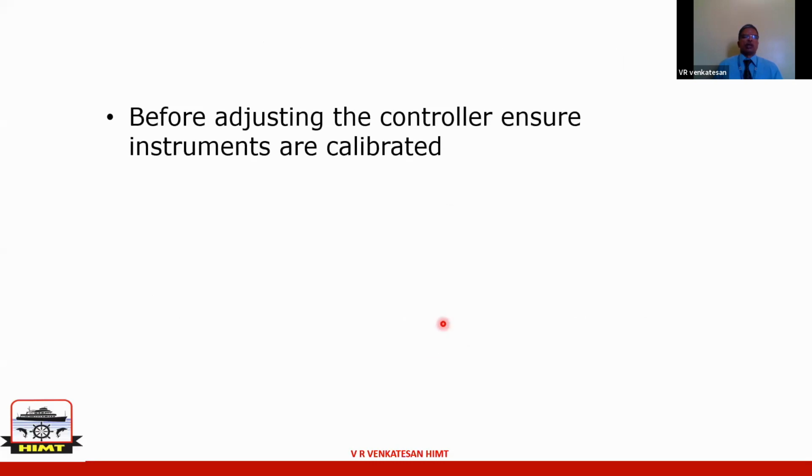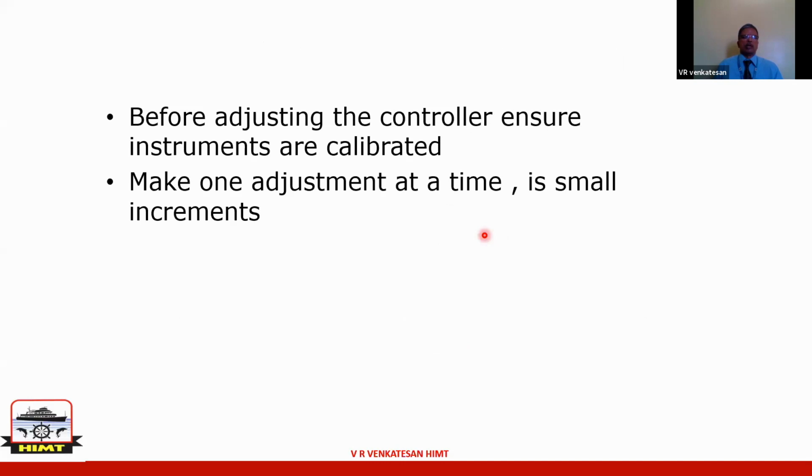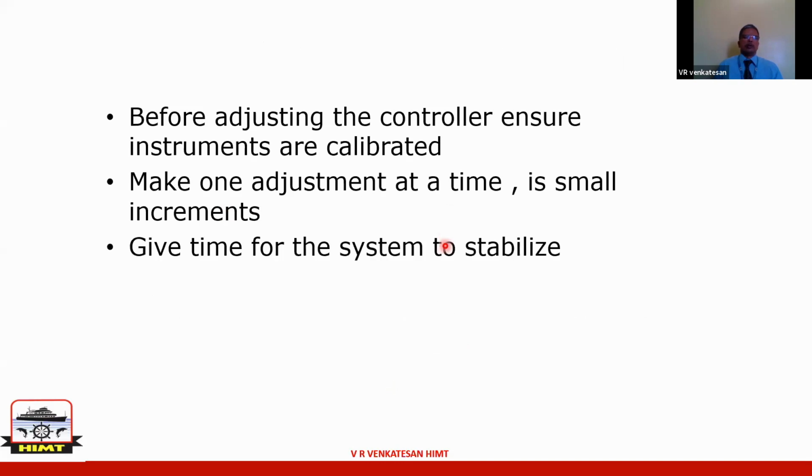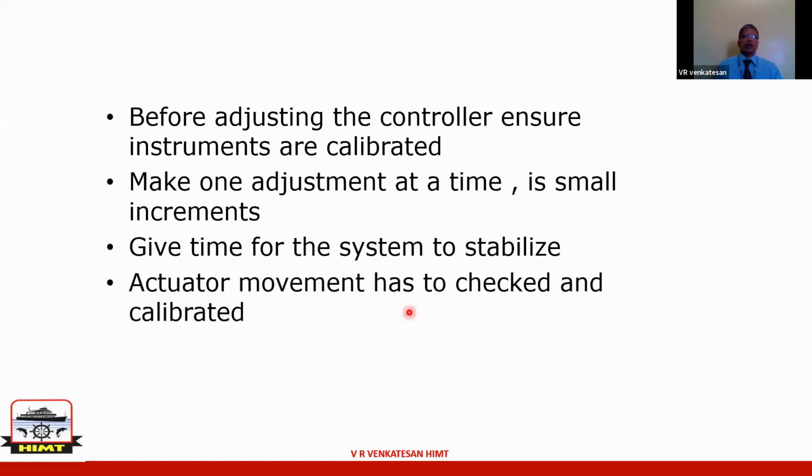If you are going to touch the controller, you must ensure instruments are calibrated correctly first. Instrument calibration is a very important principle. Everyone should understand this. Maybe in later classes we'll take this up, how to calibrate your instruments correctly. Whenever you make any adjustment, do it in small increments, not suddenly, large values. Give time for the system to stabilize. Actuator movement also has to be checked and calibrated, from fully open to fully closed condition.